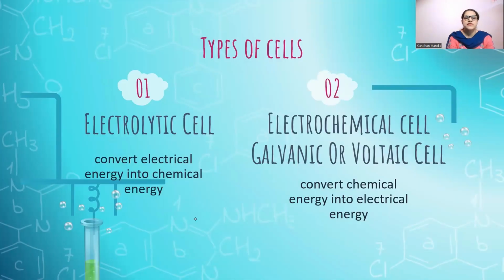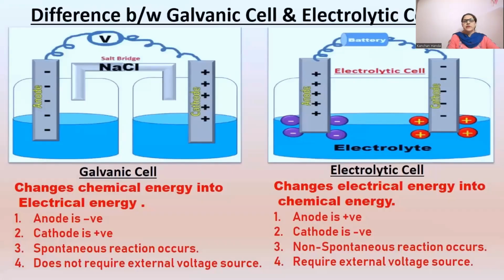There are two types of cells: electrolytic cell, in which the electrical energy is converted into chemical energy, and the second is electrochemical cell, in which the chemical energy is converted into electrical energy. Now, the difference between galvanic cell and electrolytic cell. A galvanic cell changes chemical energy into electrical energy, whereas electrolytic cell changes electrical energy into chemical energy.